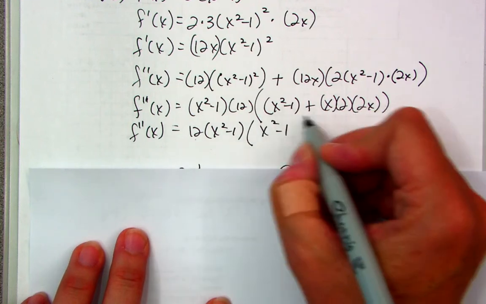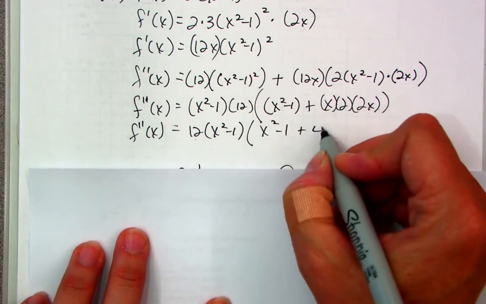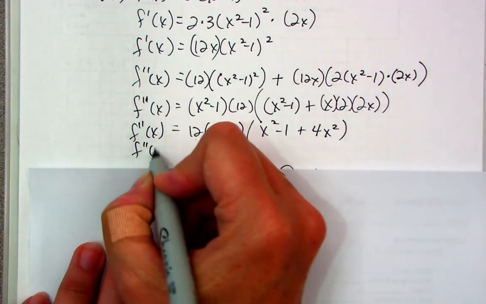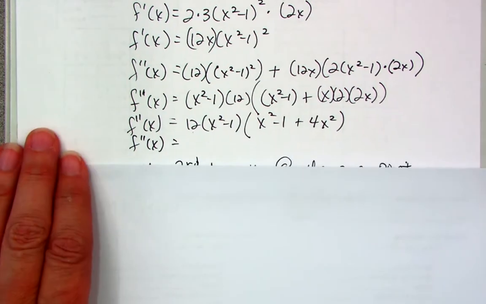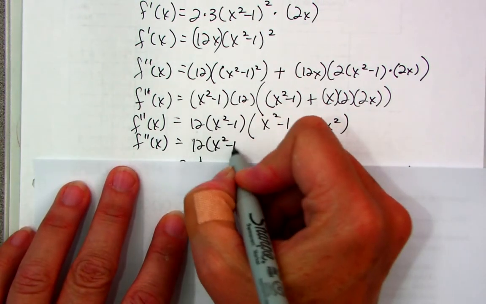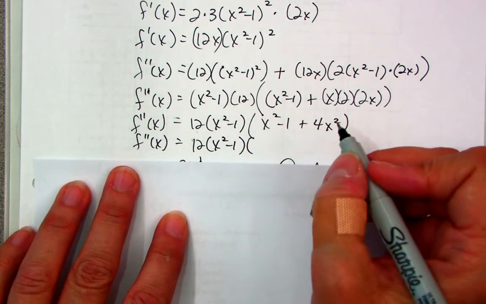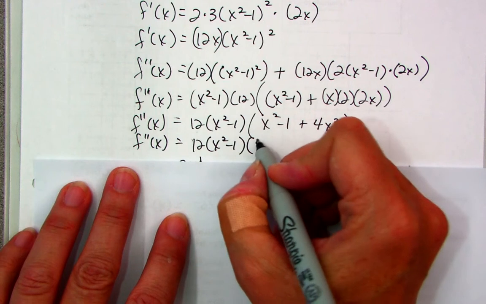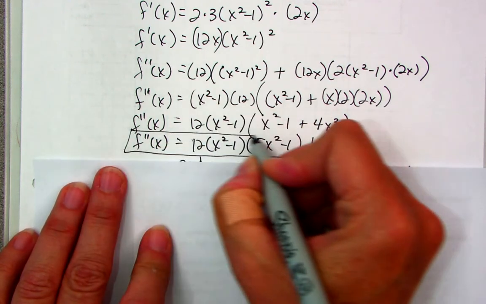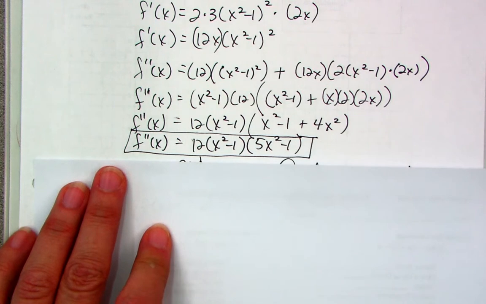x squared minus 1 plus 4x squared. Almost done cleaning this up. 12 times x squared minus 1 times 5x squared minus 1. We can go ahead and leave it like this.